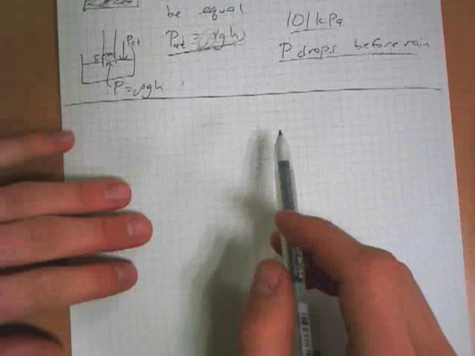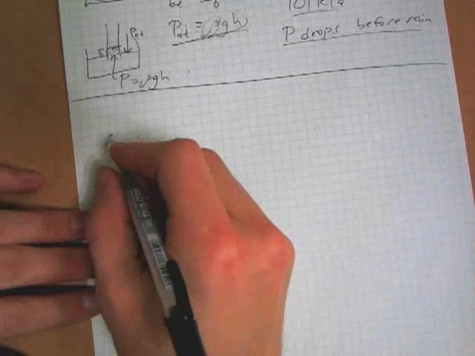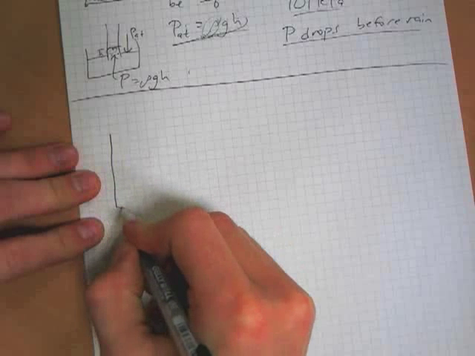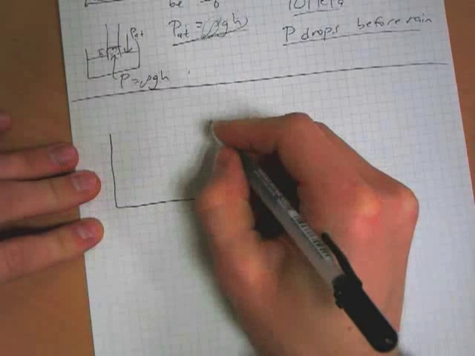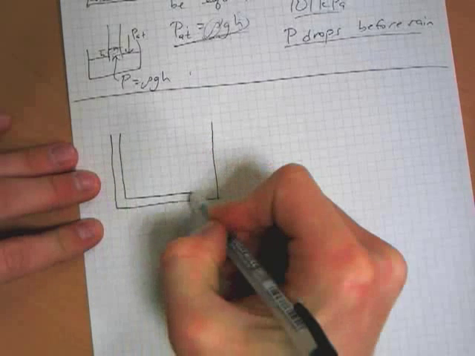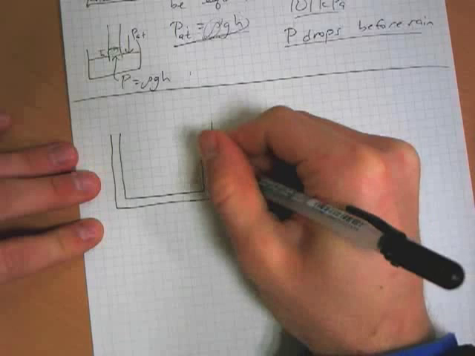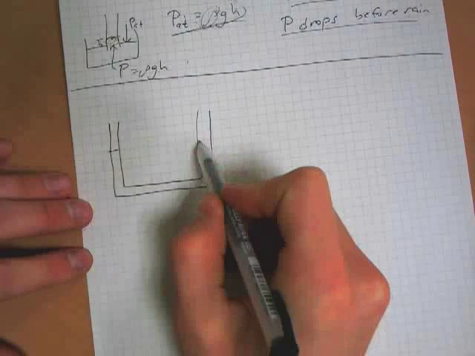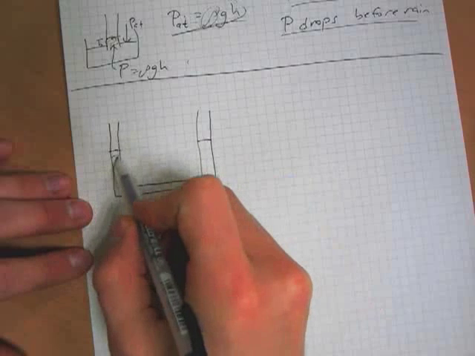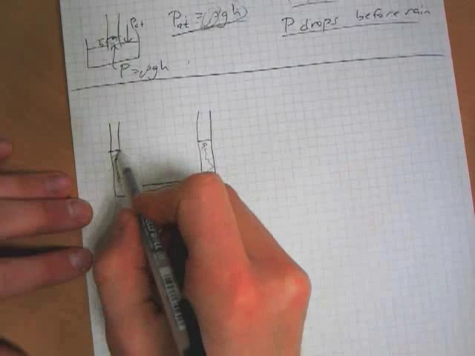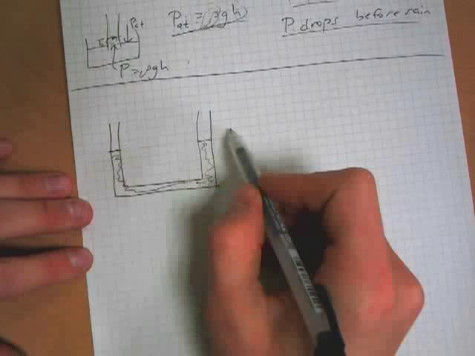Another example where we can apply principles of pressure, this is a problem that I'm rather fond of, when we have a U-shaped tube that has liquid in both arms. Now, say we fill all this up with water. If we fill all this up with water, then the levels will wind up at the same height.